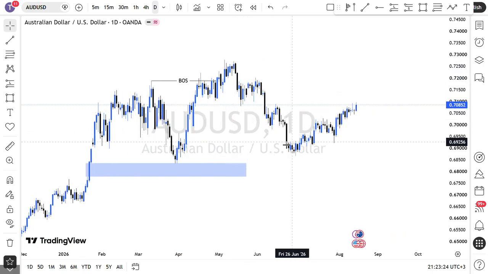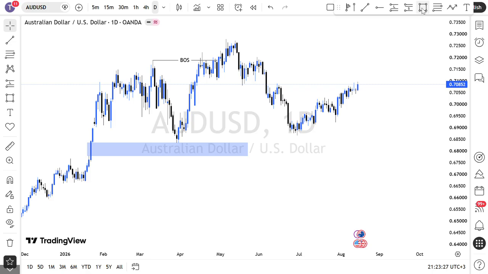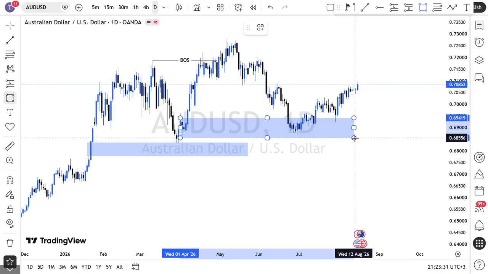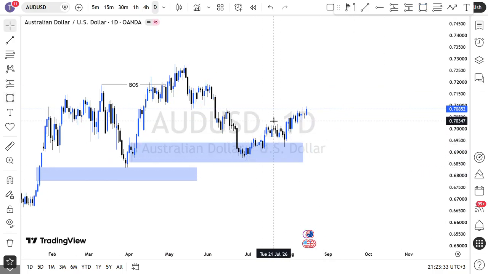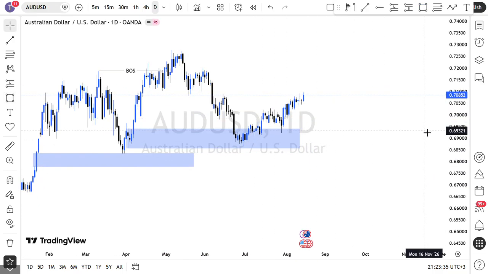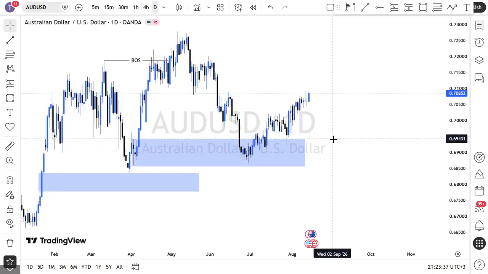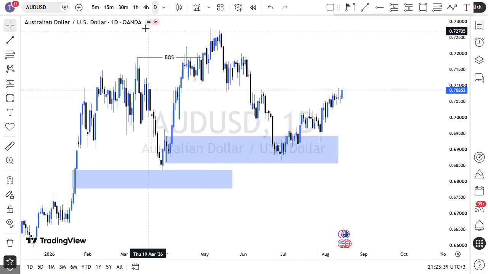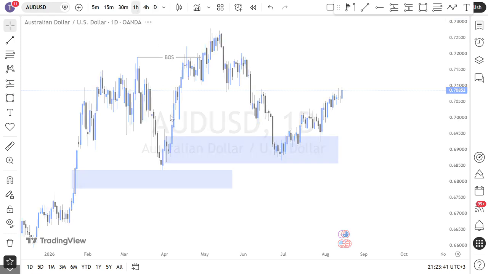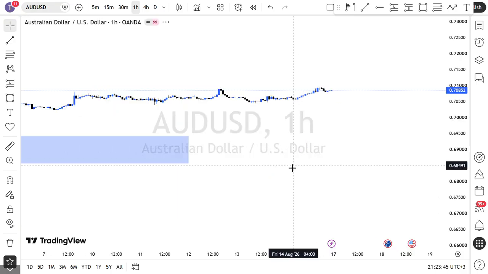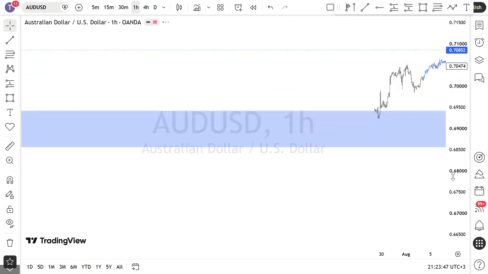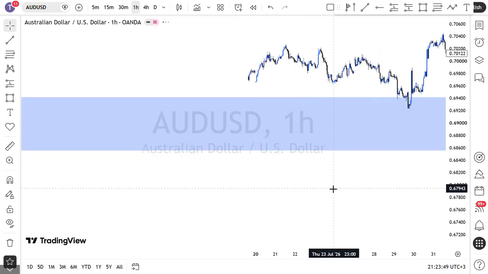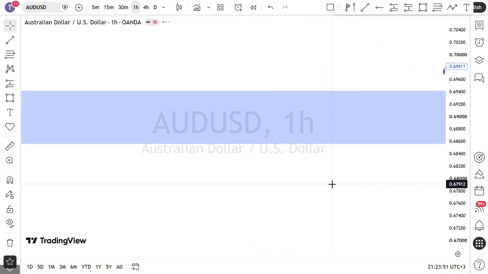We have this pullback into this area. We have this demand level that price came back to mitigate, and right now we have price forming a very bullish movement to the upside. If we drop down into the 1 hour time frame, or maybe the 4 hour time frame, we can see that after price tapped into that demand level, price formed a very good change of character to the upside.